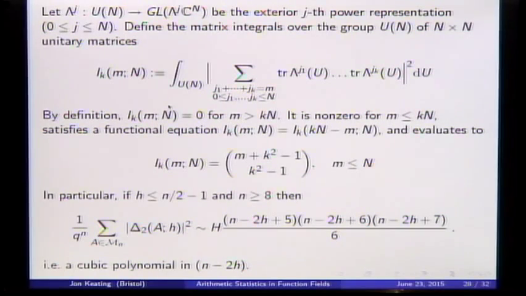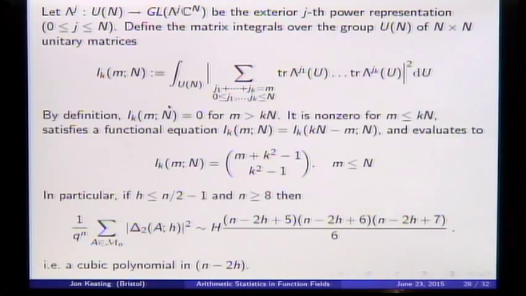You can prove that this integral satisfies a functional equation. It's symmetric around m is kn over 2. So it's like a functional equation satisfied by the Riemann zeta function. It's a reflection symmetry around the halfway line. So we actually only need to take m up to kn over 2. If you take m up to n, so that's the first step in where we have to evaluate it, you can evaluate the integral in closed form, and it's just a binomial coefficient.